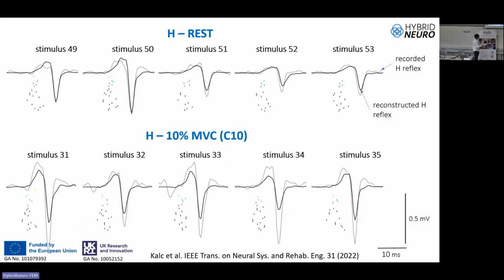And the same can be seen here. We have, with the black, depicted the reconstructed or summed up potential, and with the gray color, the recorded original H reflex.